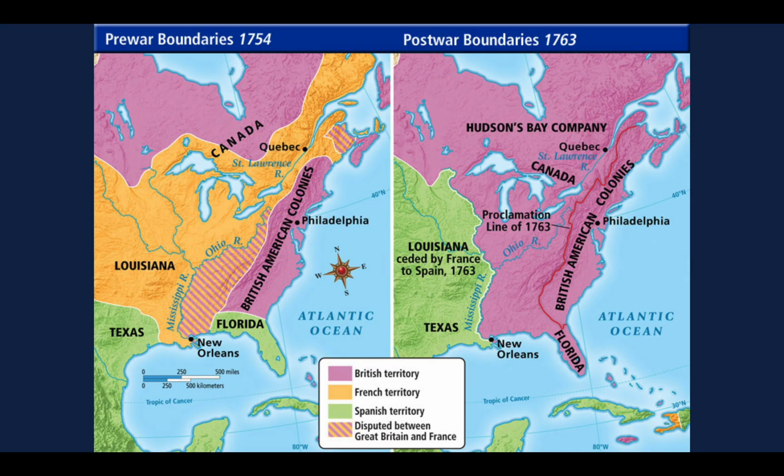So this map side by side shows the boundaries of what the British claimed and the French claimed, both before the French and Indian War, which is 1754, and then after the French and Indian War in 1763.